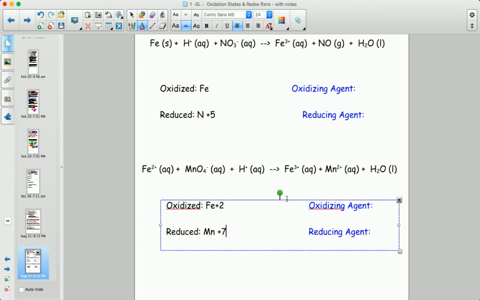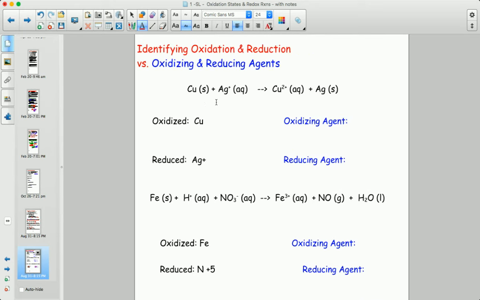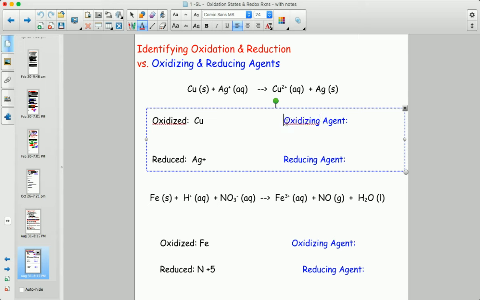So far we've talked about things as getting oxidized, getting reduced. And that's fine. That's a valid question that does get asked. But sometimes you get asked to look at it in a different way. So getting oxidized and getting reduced, it's kind of like a passive way of looking at the equation. Copper got oxidized.